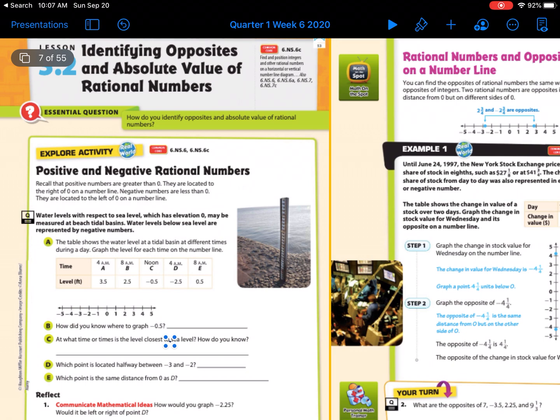Water levels with respect to sea level, which has elevation 0, may be measured at beach tidal basins. Water levels below sea level are represented by negative numbers. The table shows the water level at a tidal basin at different times during a day. Graph the level for each time on the number line.